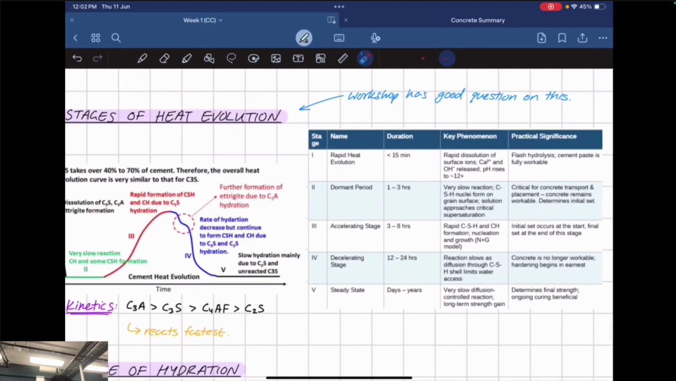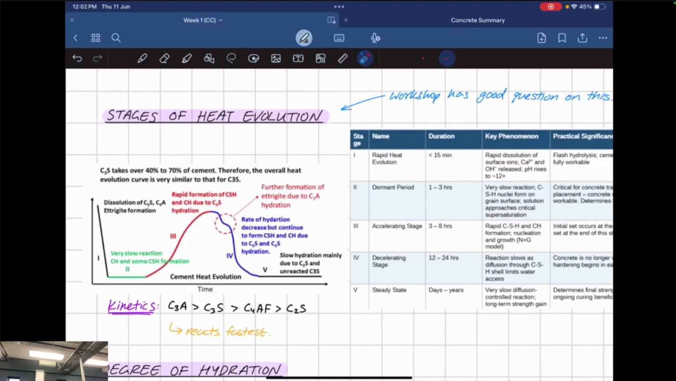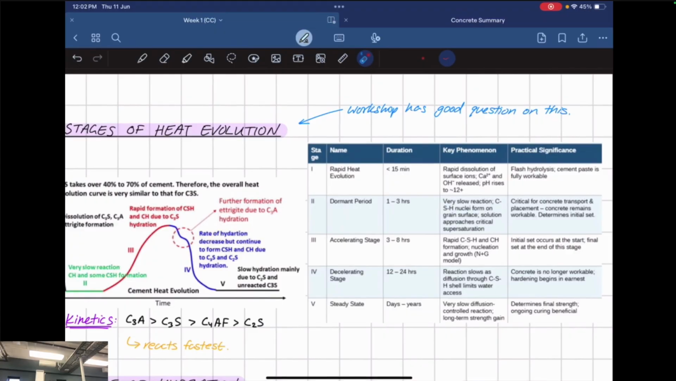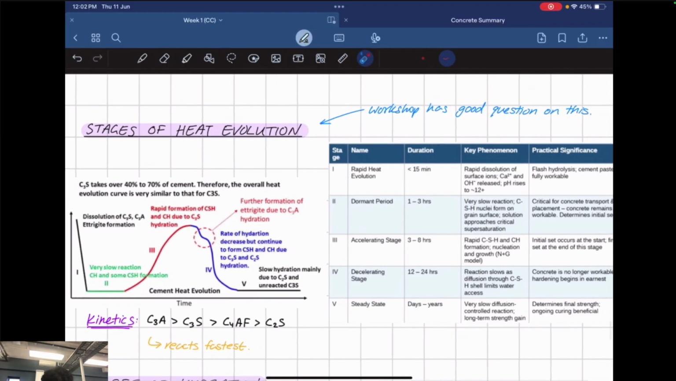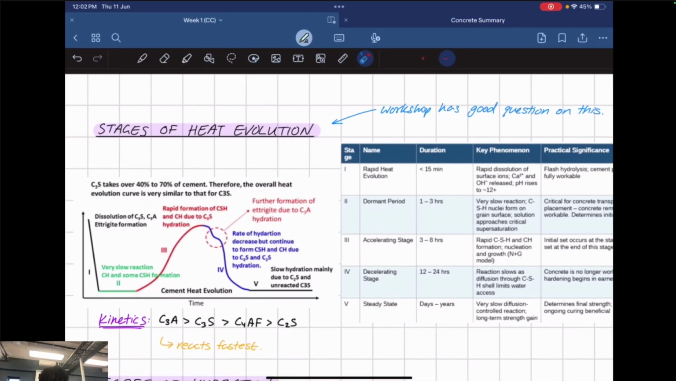Rapid heat evolution. A key phenomenon is rapid dissolution of surface ions, whatever. This is what we care about, the practical significance. So the cement paste is fully workable during the dormant period, pretty critical for concrete transport. The initial set occurs at the start, final set occurs at the end of the stage. So if we're looking at the accelerating stage, your initial set begins here, and the final set at the end of the stage, so over here, which kind of makes sense.